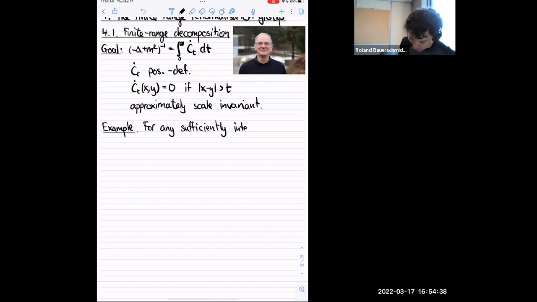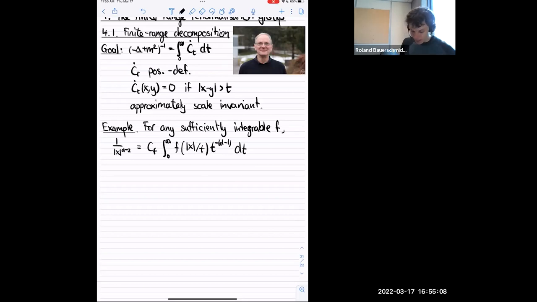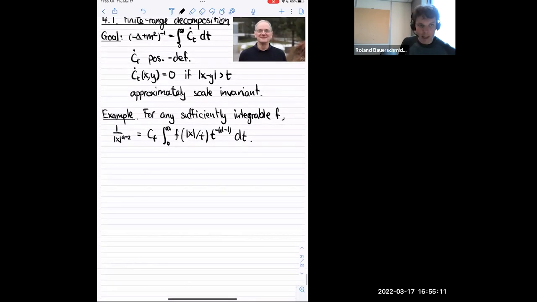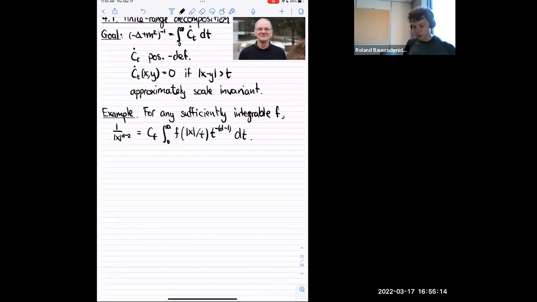because for any sufficiently integrable function f, well, you can simply write 1 over |x|^(d-2), which is the Green's function in the continuum, as some constant times the integral from 0 to infinity of f of |x| over t times t^(d-1) dt. There's a minus here, which I think can... And well, why is that true? Well, this is simply true by a change of variable formula, right? You just change t to t over |x|. The right-hand side will just become a constant, which is 1 over this constant, and you get an explicit scaling factor out.